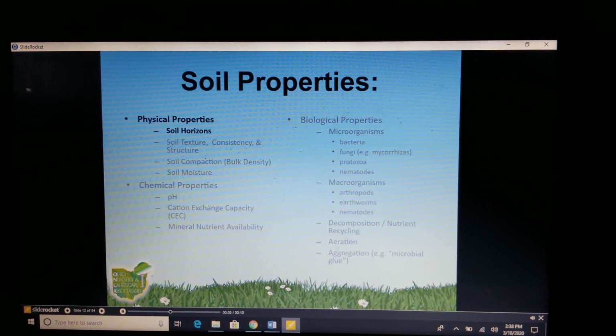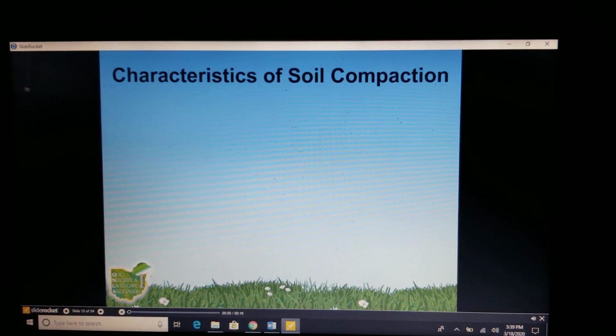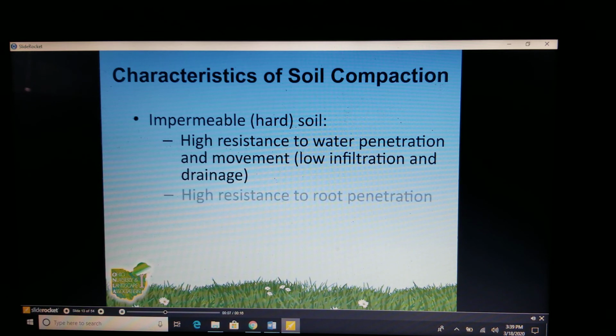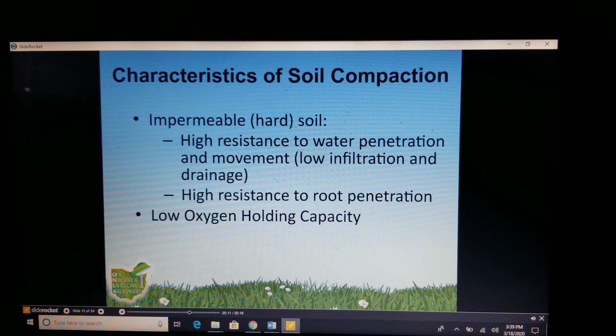We have already introduced soil horizons in relation to soil formation, so now we'll discuss compaction. Some of the characteristics of soil compaction include impermeable or hard soil, which resists water and root penetration. Soil compaction also means that there is a low oxygen holding capacity and a low water holding capacity, which is not conducive to healthy plant growth.